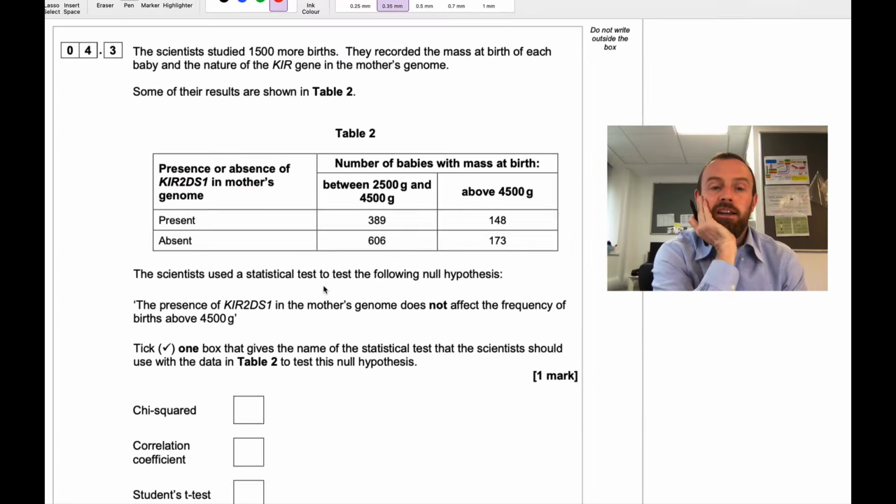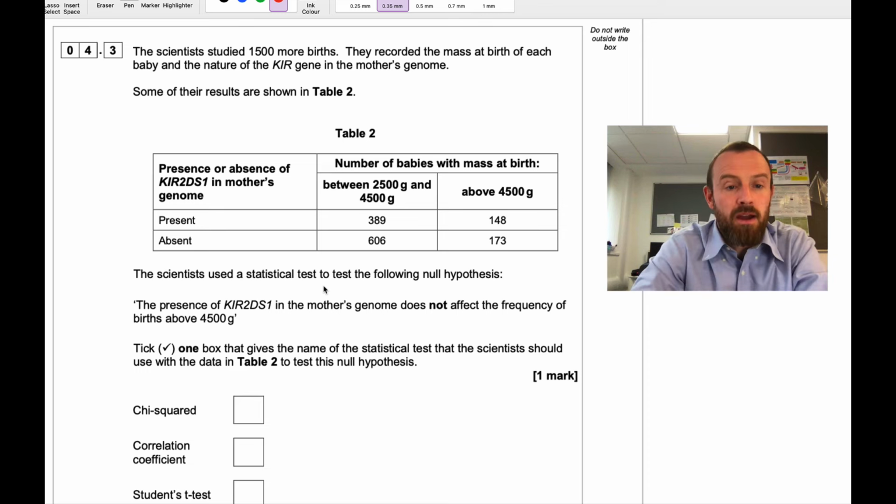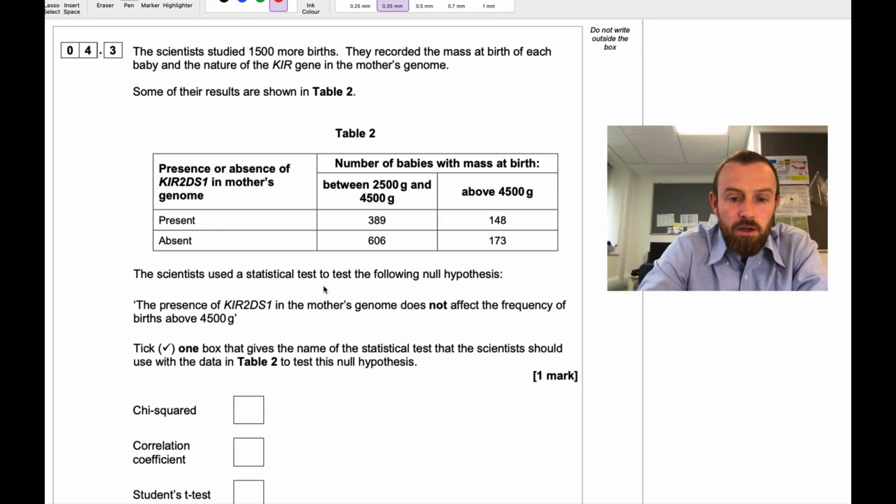The scientists studied 1,500 more births, in addition to the ones they studied earlier. They recorded the mass at birth of each baby and the nature of the KIR gene in the mother's genome. Okay, so between 2,500 and 4,500 grams.